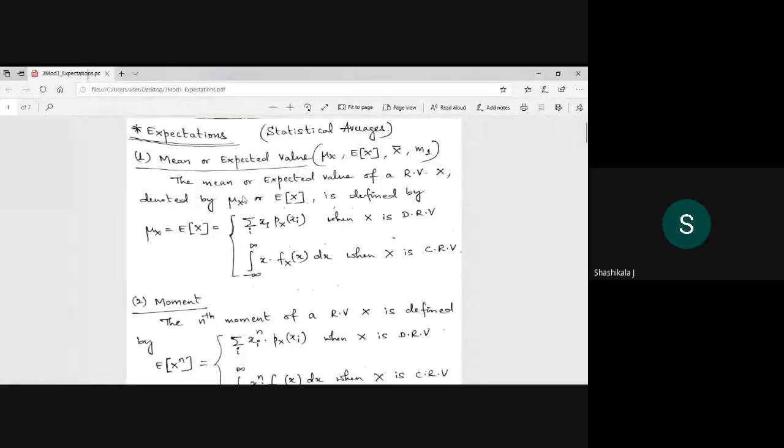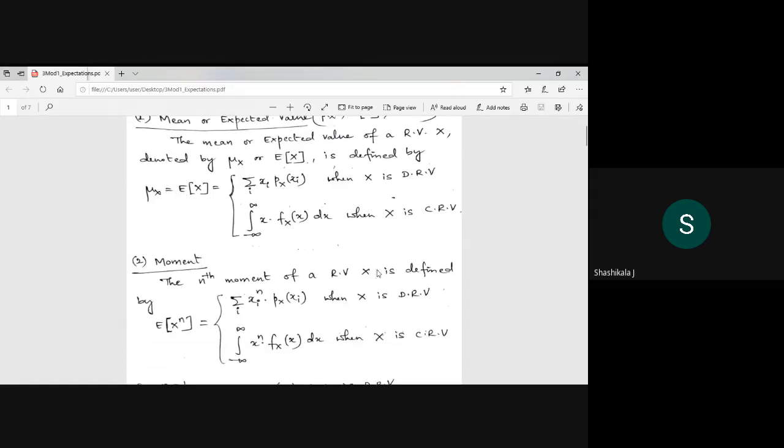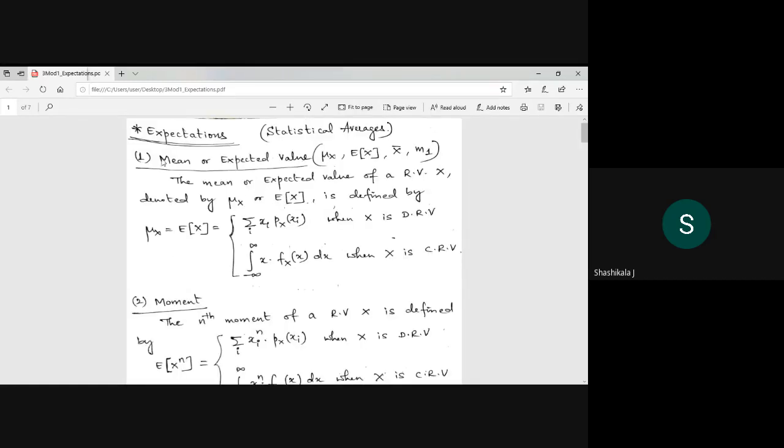So now here also it is important. Now it is expectations, because always in the random process, in the second unit and the third unit, they are using the word expectations. Expectations means what? In the expectation value, in the first case, we are going to see the mean or expected value. The mean is denoted as mu x, E of x, x bar, or it is also denoted as m1. In the examination they may use any one of these notations.